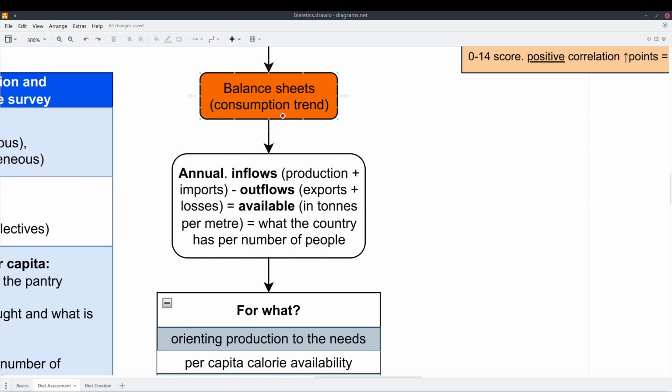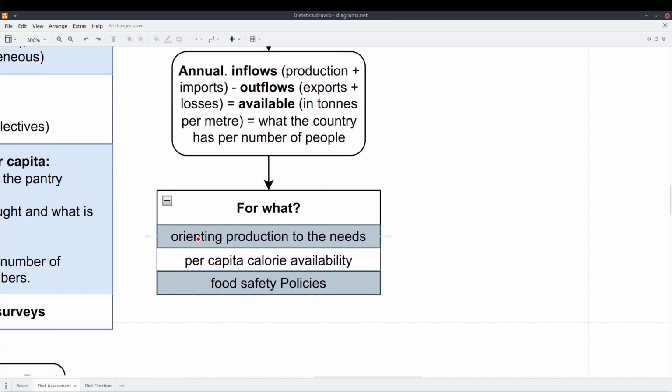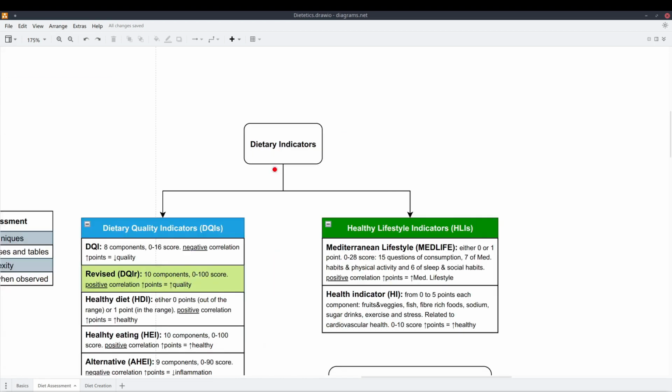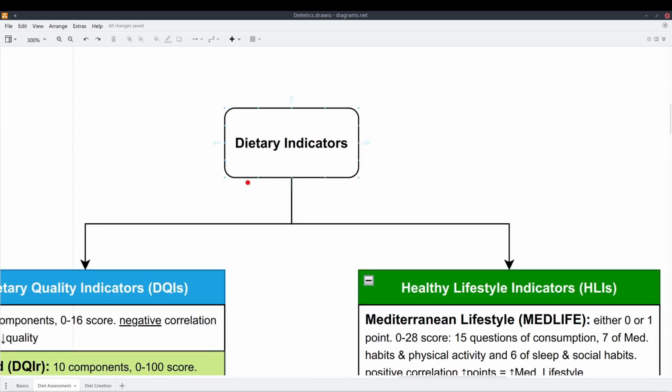So why do they do these balance sheets? For orienting the production to the needs. And then there is also the per capita calorie availability of the country and the food safety policies that they have to follow. Moving on, we have the dietary indicators.